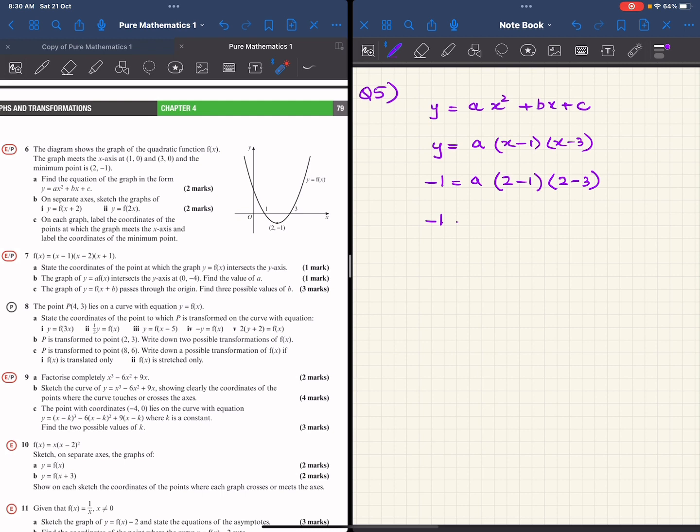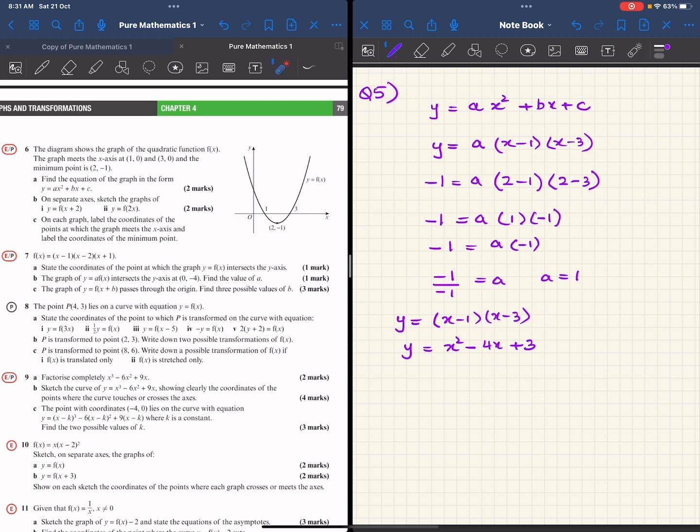So we have minus 1 is equal to a times 1 times negative 1, or minus 1 is equal to a times negative 1. Minus 1 divided by minus 1 gives a. Therefore, a is equal to 1. Now we know our equation, it is y is equal to 1 times (x minus 1)(x minus 3), which can be written as x squared minus 4x plus 3. That answers part A.